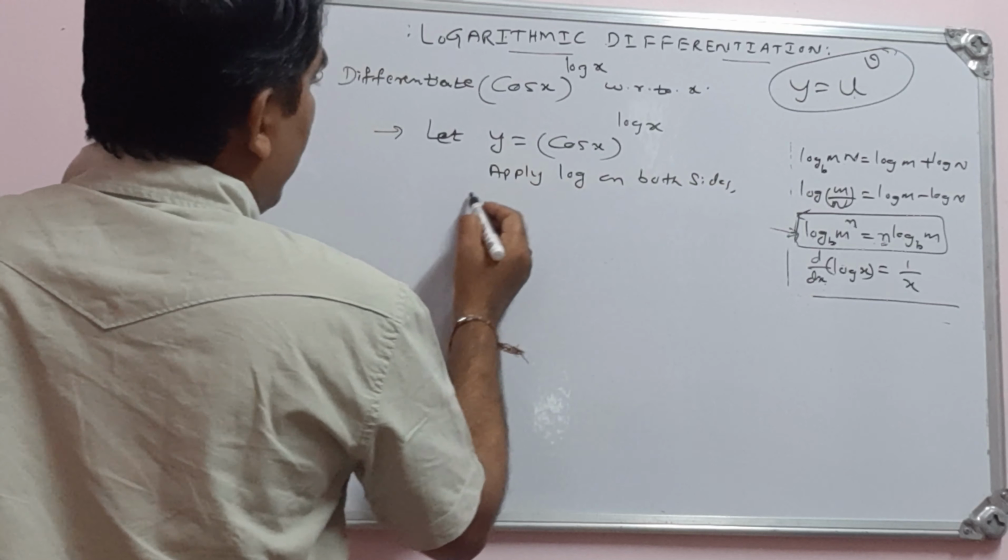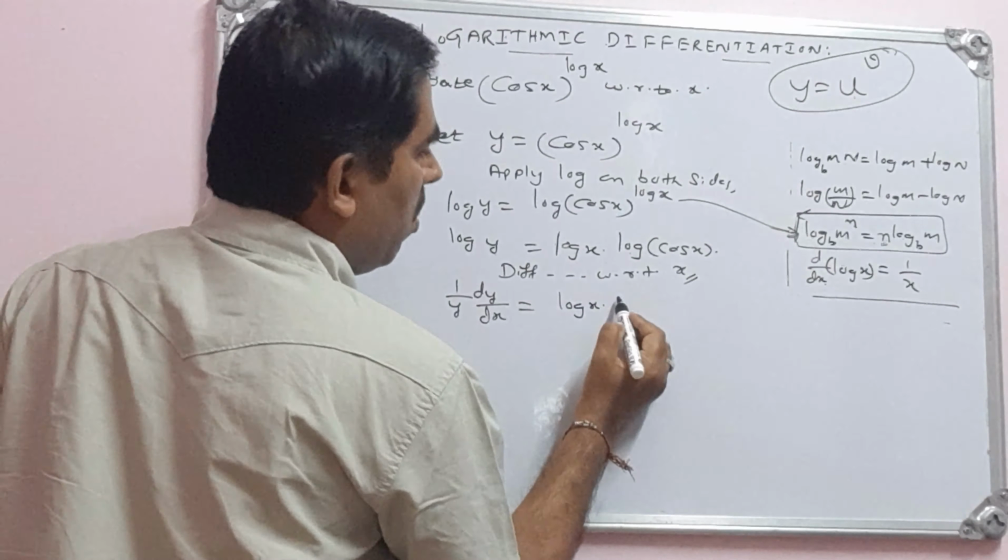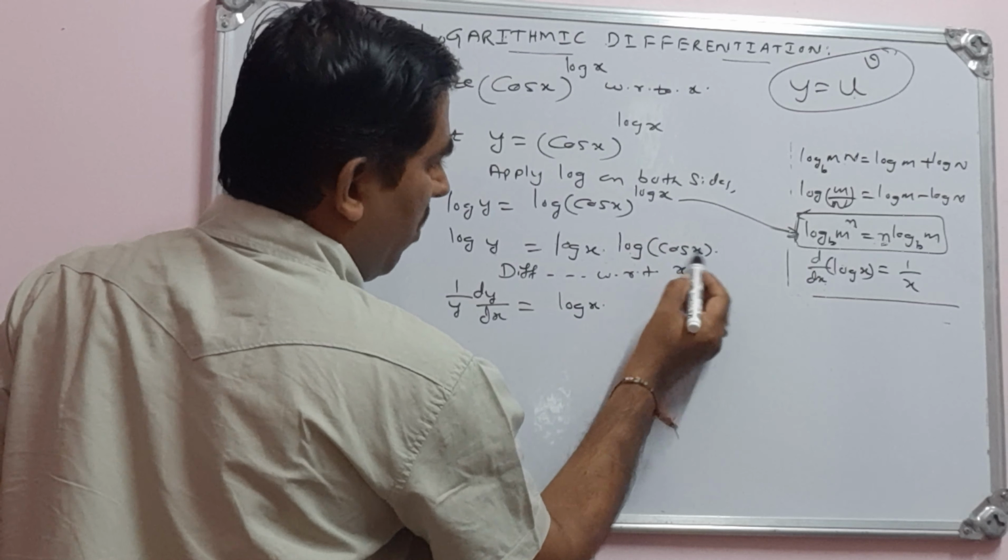Log y, once again, I can write 1 by y into dy by dx. On the right hand side, once again we can use the product rule. For this example I will write directly on the right hand side. Observe what we have written. I am repeating the product rule. What is the first function? Log x, into the derivative of log cos x. It is a function of a function, so here the chain rule applies.